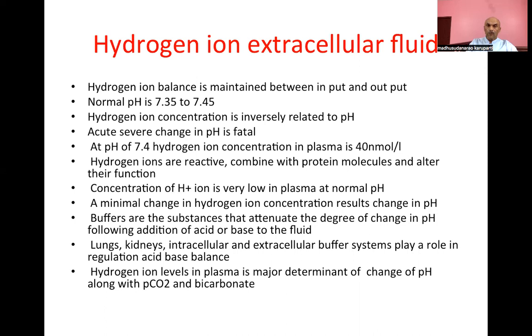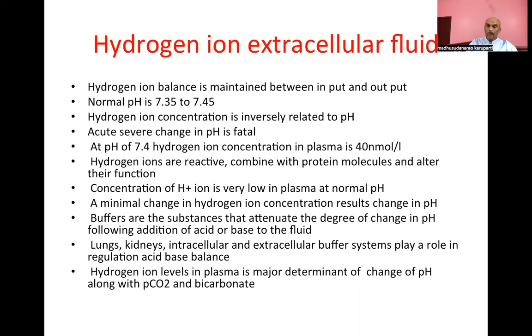The concentration of hydrogen is very low in plasma at normal pH. A minimal change in the hydrogen ion concentration can result in a change in pH. But the presence of a buffer system attenuates the degree of change in the pH, even in the presence of acid or alkali that is added to the fluids. Lungs, kidney, and intracellular and extracellular buffer systems play a role in the regulation of acid-base disturbance.